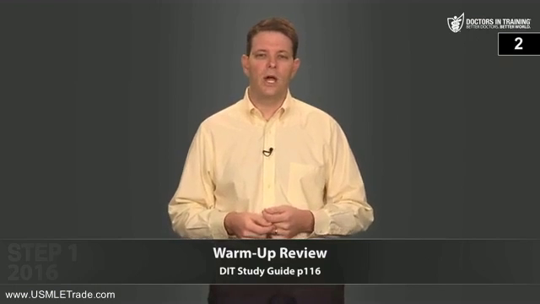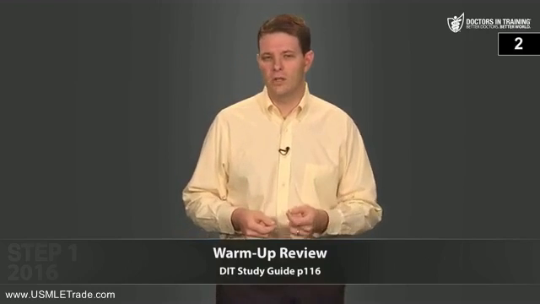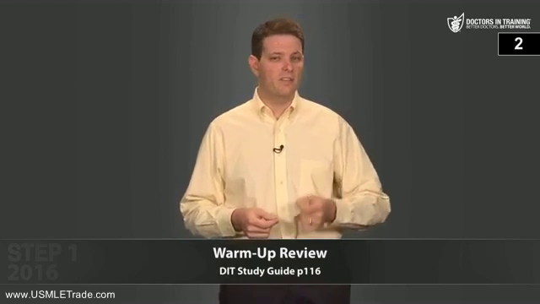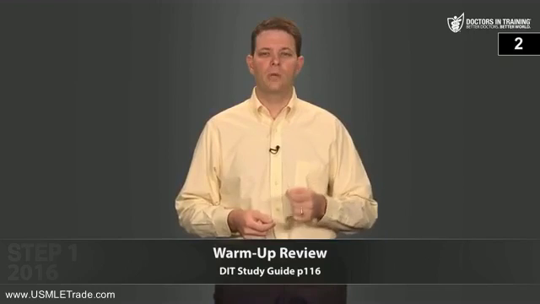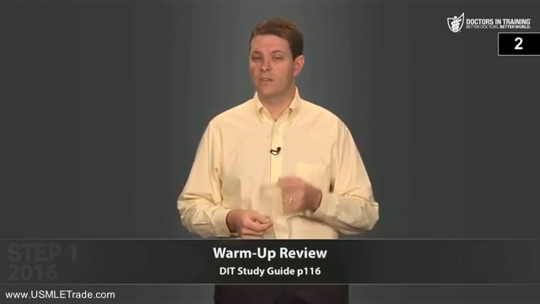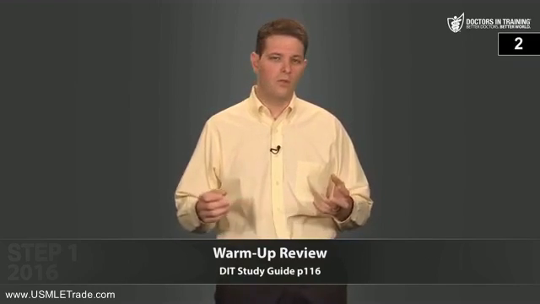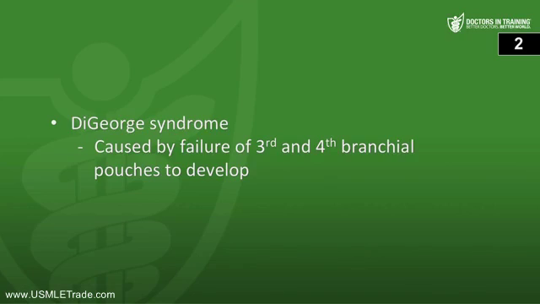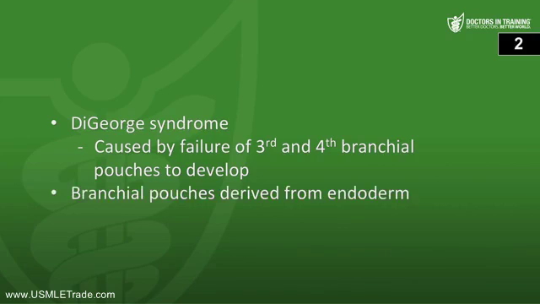Next, a 2-year-old child who's had multiple viral and fungal infections is found to be hypocalcemic. Which of the 3 germ layers gives rise to the structure that's missing in this child? So this is one of those 2-step questions. First, you have to recognize that this patient has DiGeorge syndrome. Then you have to know that DiGeorge syndrome is caused by failure of the pharyngeal pouches to develop, and that the pharyngeal pouches are derived from endoderm. So the answer here is endoderm.